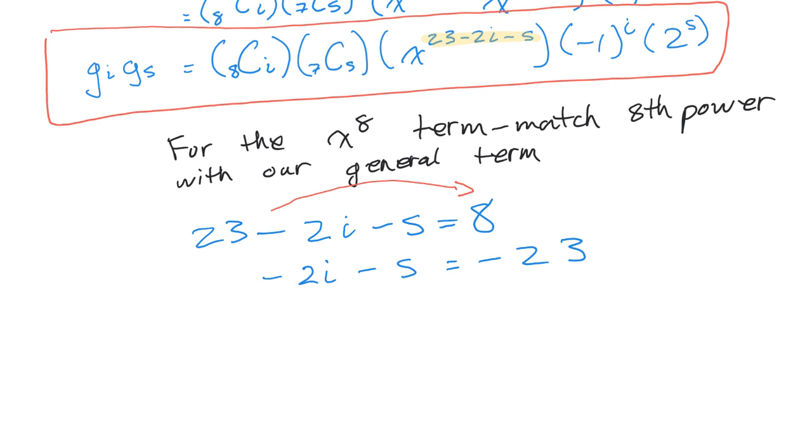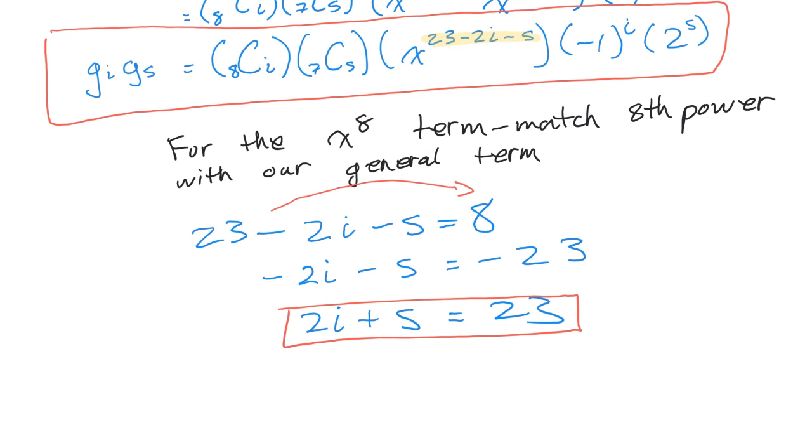Now, you know what? Let's make this easy. Let's flip all the signs in this equation, and you're going to get 2i plus s is equal to 23. So all we have to do is find combinations of i and s that will add up to 23. That is what this is telling us. And then we can use that in our original equation that we have up here.